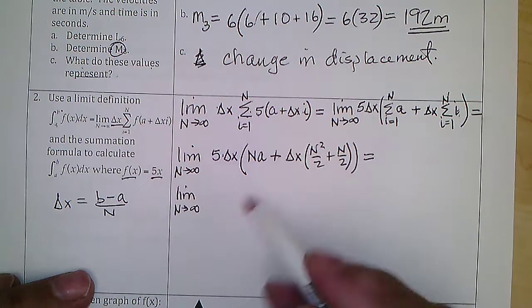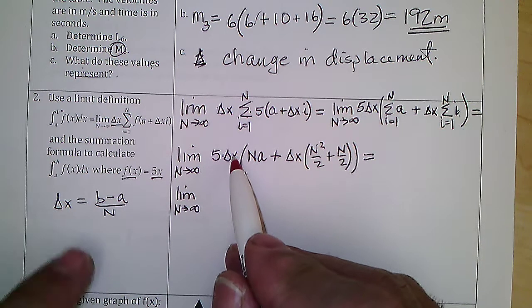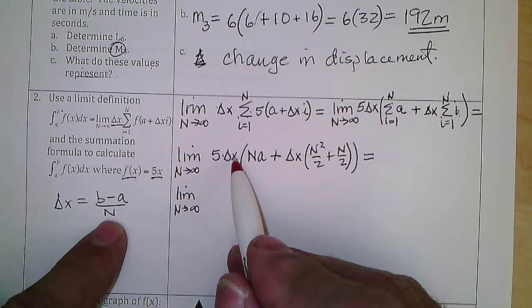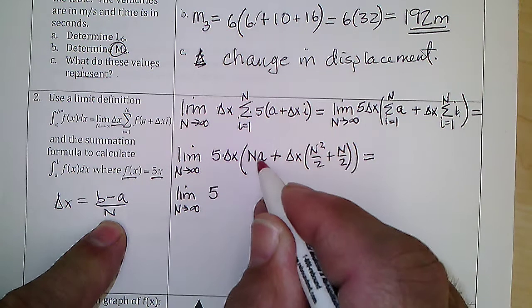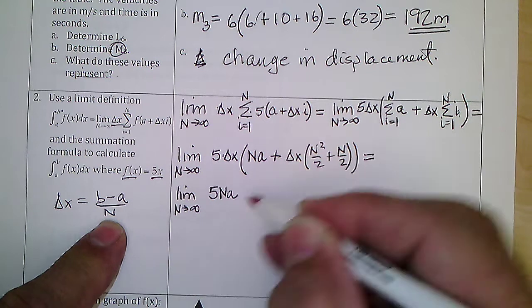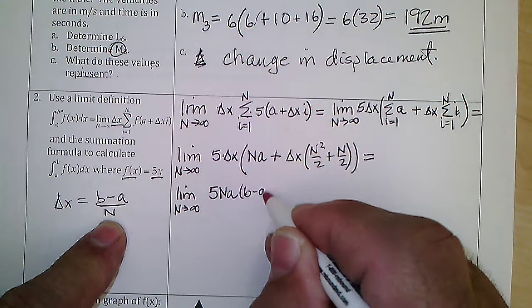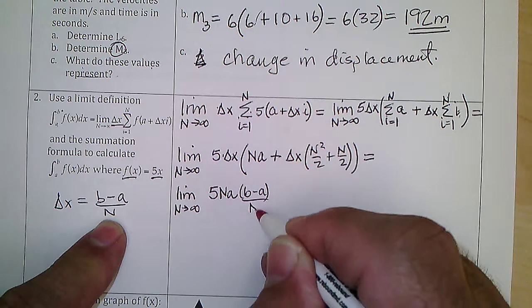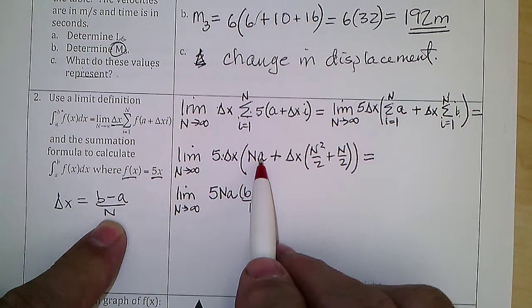Haven't done the limit yet. I'm going to take this times this, and now I'm going to put in b minus a over n for the delta x. So I'm going to have 5 n a, and delta x is going to be b minus a over n. So that's this times this.